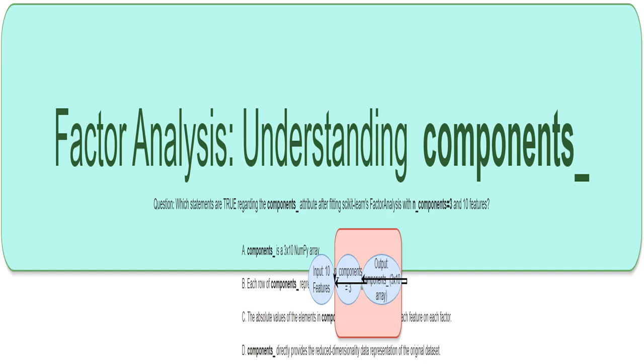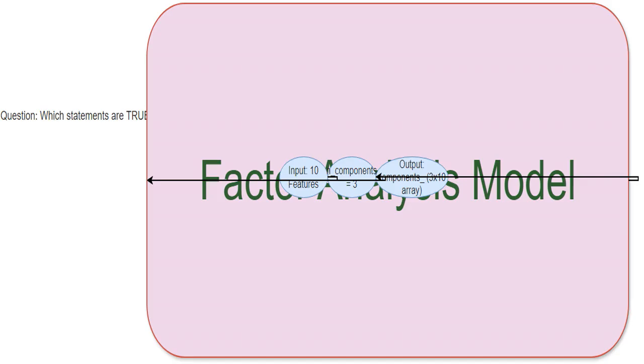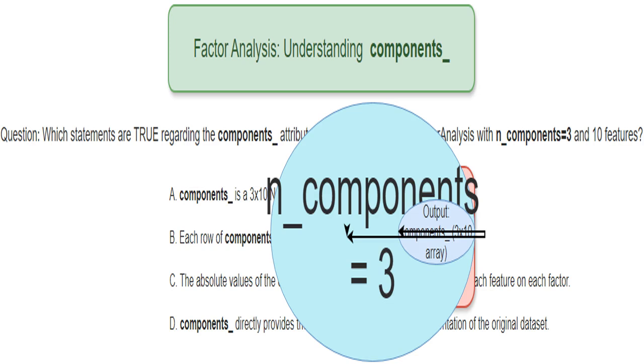I'm explaining the meaning of the components attribute in factor analysis. This attribute is super important because it shows you how much each original feature contributes to each newly created factor. Think of it as a map that shows the connections between the old and new variables. We start with 10 different characteristics of something, maybe 10 measurements of different aspects of a flower, like petal length, petal width, sepal length, and so on. We want to simplify these 10 features to only 3 key factors. We're using factor analysis to accomplish this reduction.